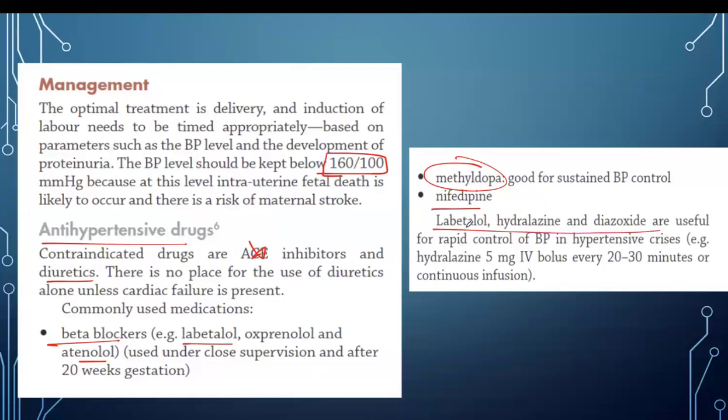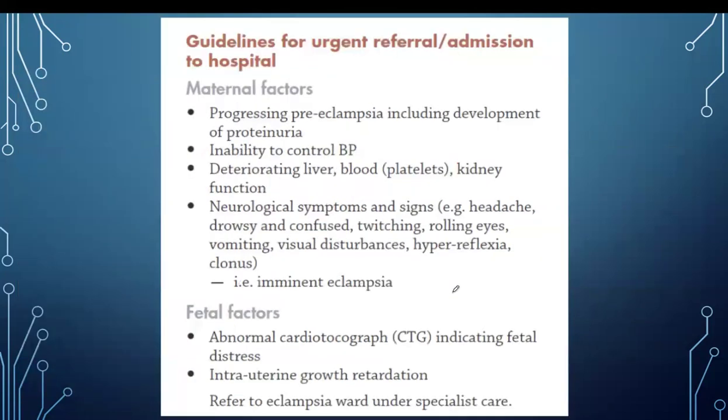And labetalol and hydralazine also come as IV antihypertensives. So when we want the blood pressure to drop a little bit faster, for rapid control of blood pressure, we can use hydralazine or IV labetalol. Okay? So among antihypertensive drugs, methyldopa is for mild hypertension. For severe hypertension, the choice will be a beta blocker. If it is really, really high, like above 200, then yes, you would rather choose something IV to drop it down.